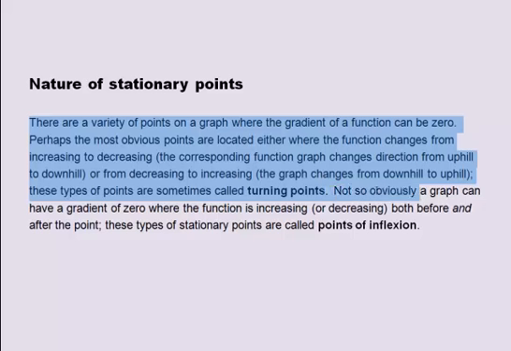Not so obviously, a graph can have a gradient of 0 where the function is increasing or decreasing both before and after the point. These types of stationary points are called points of inflection.